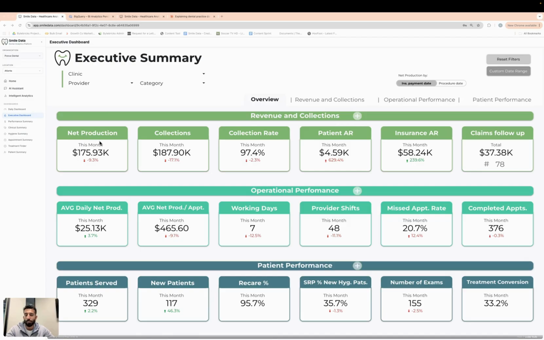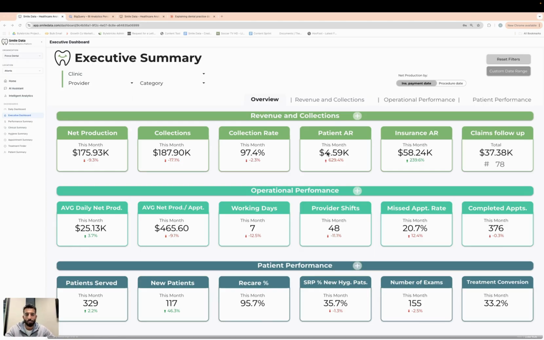Then you can see the net production number for this month has actually gone down by 9.3%, and collections are also down. So this is just an executive summary for the whole month. It's a combined view and combined analysis of how the business is performing this month, and what metrics we can target to improve efficiency of the business, improve production, improve number of collections from the patients. So you need to have a very excellent cash management strategy.